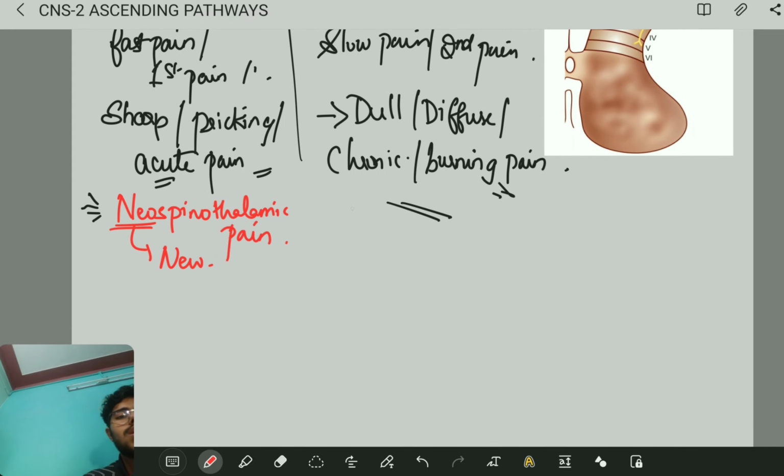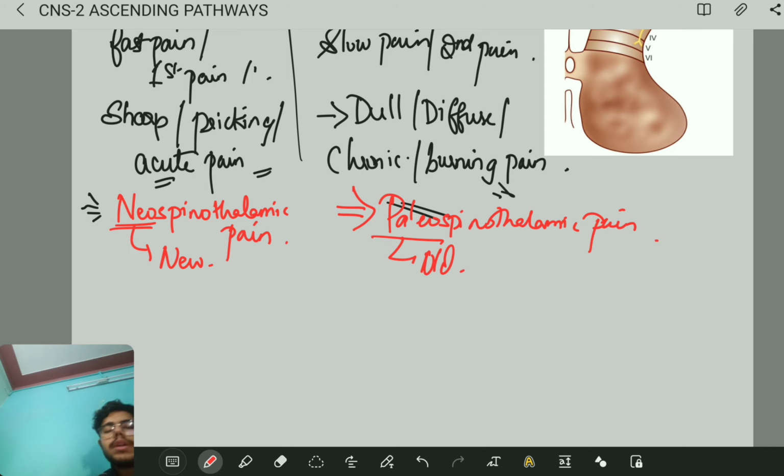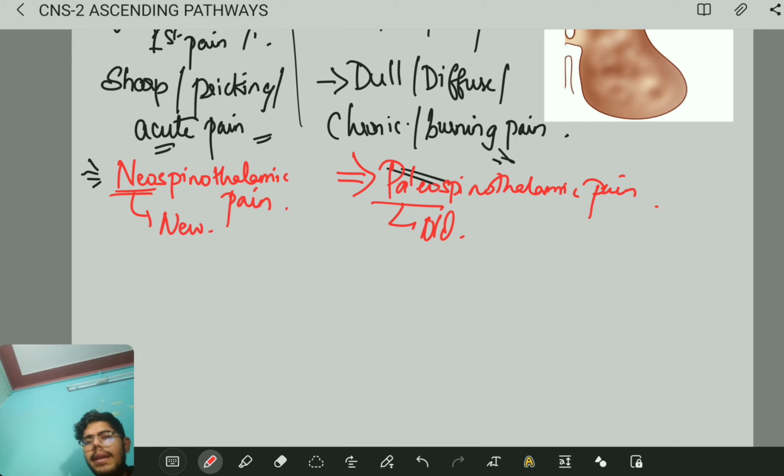And what about C fibers? It is called paleo-spinothalamic pain. Paleo means it is old in evolution. That's it. Paleo means old in evolution, right? So neospinothalamic pain and paleo-spinothalamic pain.